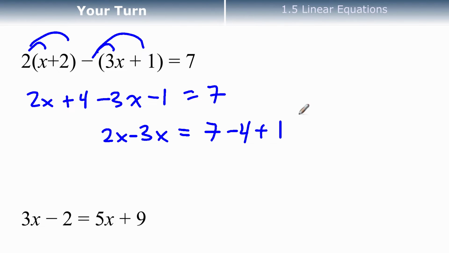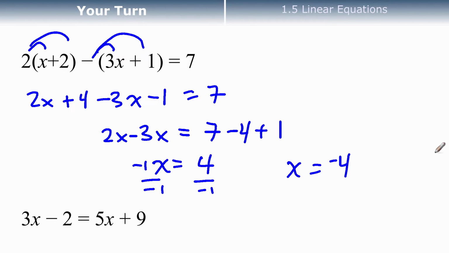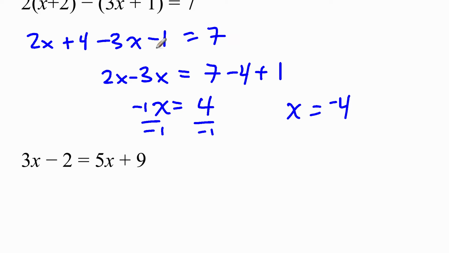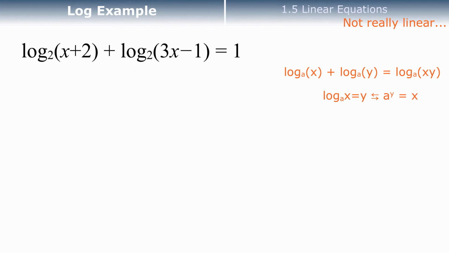Hopefully skipping a few steps there wasn't too troublesome for you. So 2x minus 3x would be a negative x. 7 take away 4 is 3, plus 1 would be 4 again. Now it's negative x equals 4. I don't want a negative x. That's sort of like a negative 1. So I could divide this side by a negative 1 as long as I divide that side by a negative 1. So on the left side, I'll be left with an x, and on the right side, 4 divided by negative 1 is negative 4. Okay. Next one would be a similar question to that one. Get the x's on one side and get numbers on the other side.